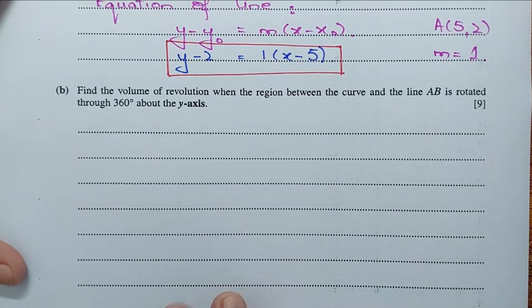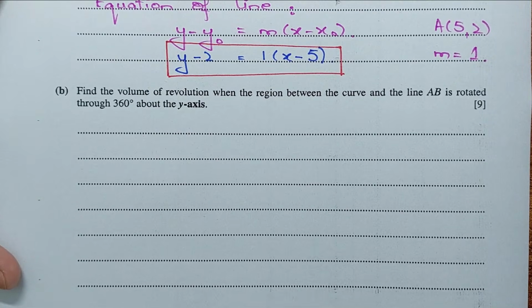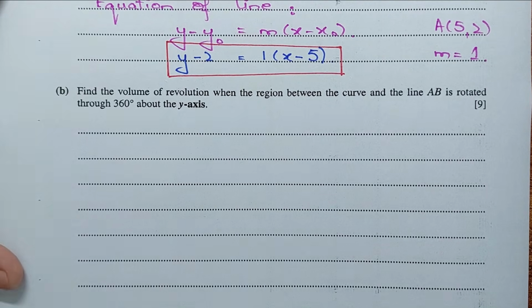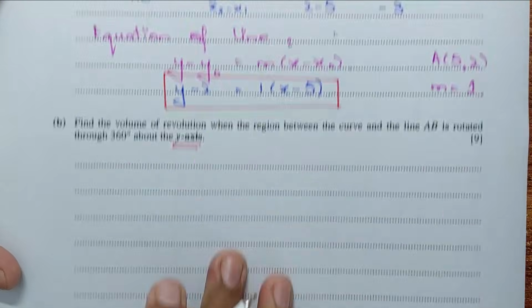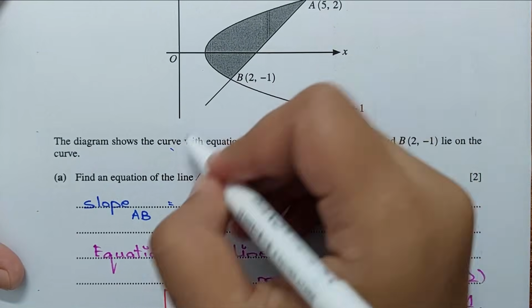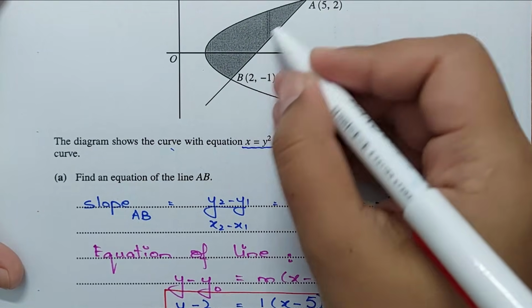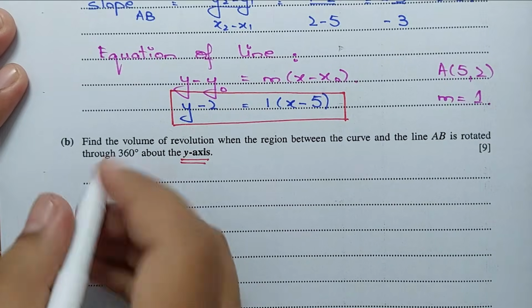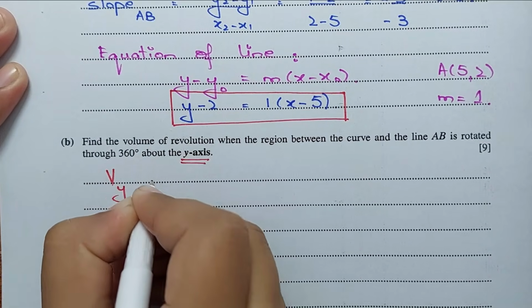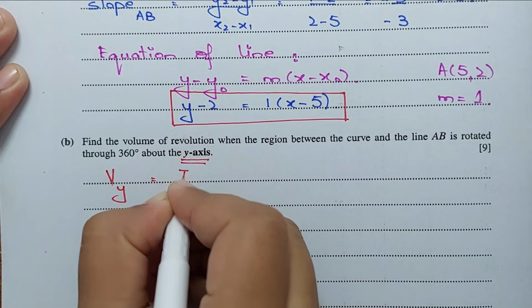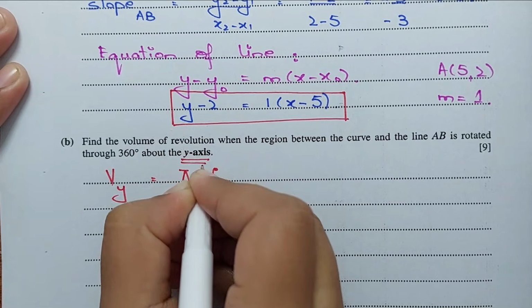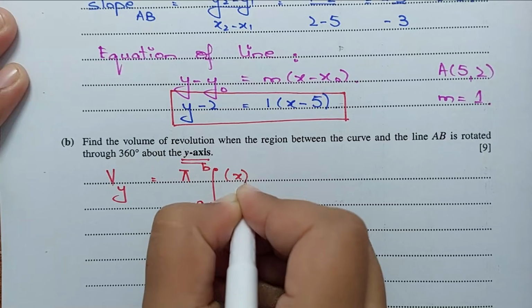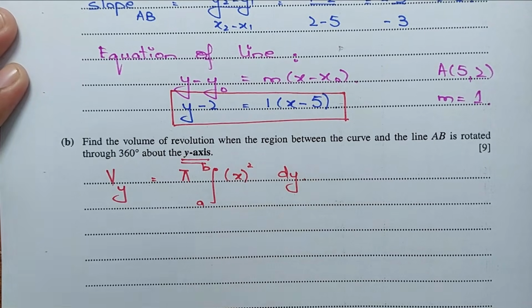Okay. Now for part B, find the volume of revolution when the region between the curve and the line AB is rotated 360 degrees about the y-axis. The region between the line and the curve means this shaded one is rotated 360 degrees about the y-axis. So we need to use a formula. Volume about y equals pi integration of x square dy.